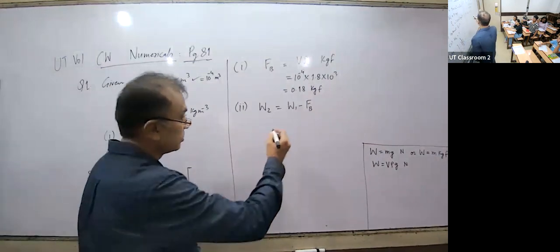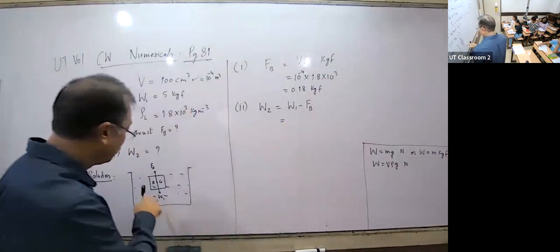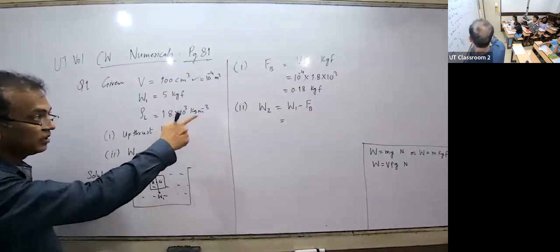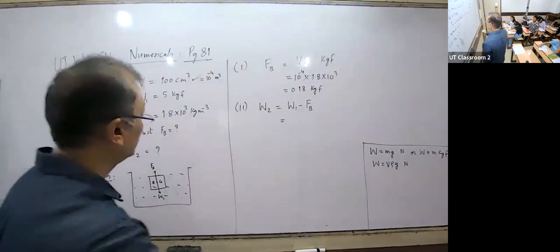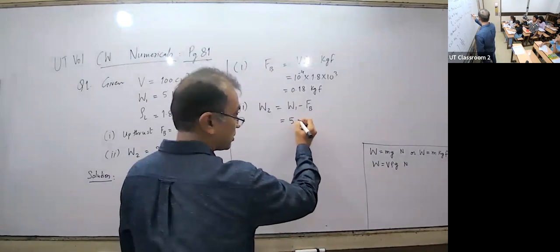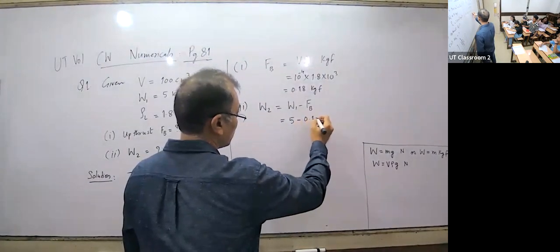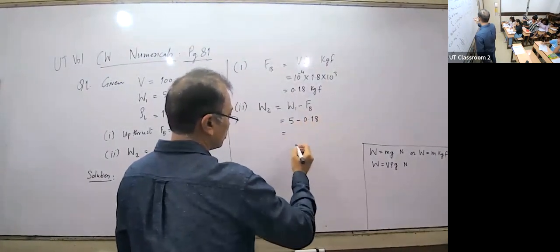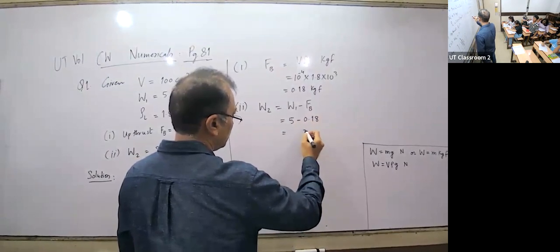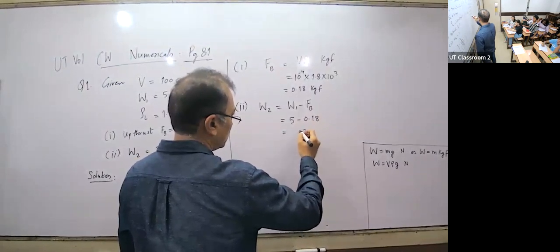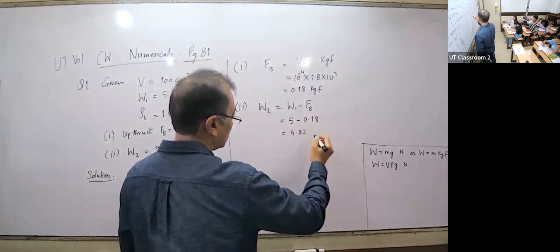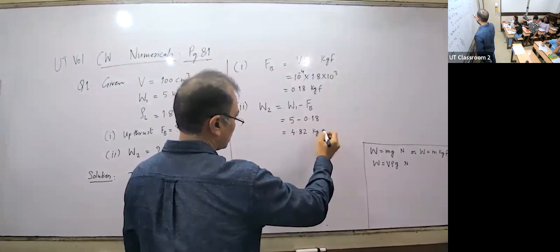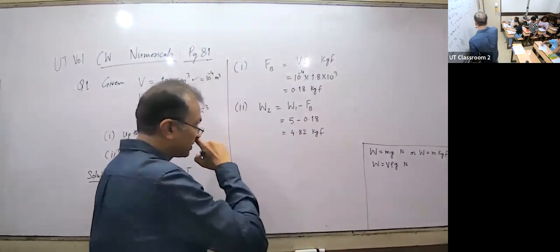So this is the net weight. W1 minus the upthrust, that is W. 0.5 minus 0.18. Tell me how much it will be. This will be 2.8. And the unit? kg. Is it correct?